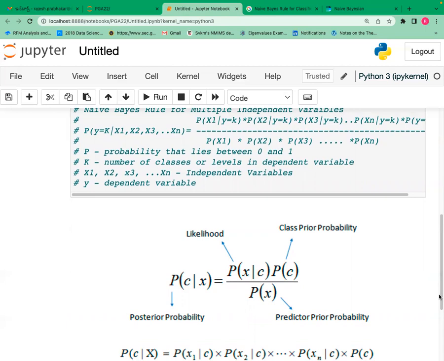Prior probability, positive. Let's not go into that one because the terminologies are a little bit difficult. Prior probability will be your class probability. Posterior probability is what we are trying to predict. Predictor prior probability will be your denominator and likelihood is your numerator. Likelihood is probability of x1 given C, probability of x2 given C, probability of xn given C into probability of C.